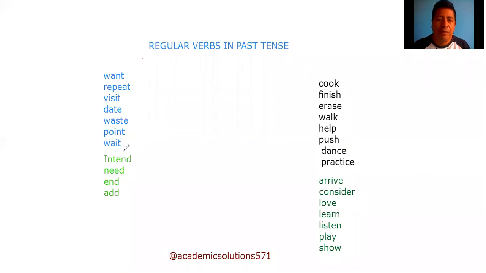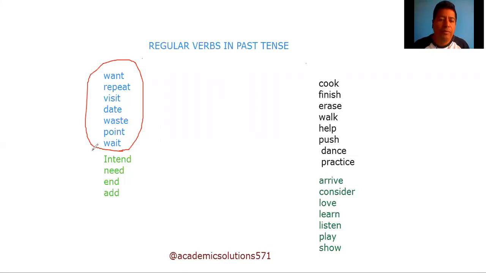The first group, as you see, are the verbs that end with the sound T, the letter T or the sound T. Even though some of them end with the vowel E, for example date and waste, still the final sound is T. Date, waste, want, repeat, visit, point, wait. All these verbs sound with the letter T at the end in present.